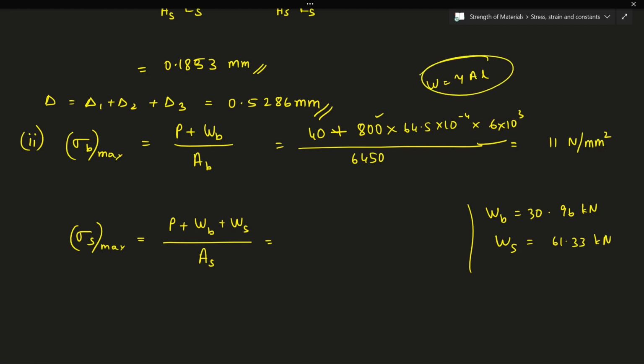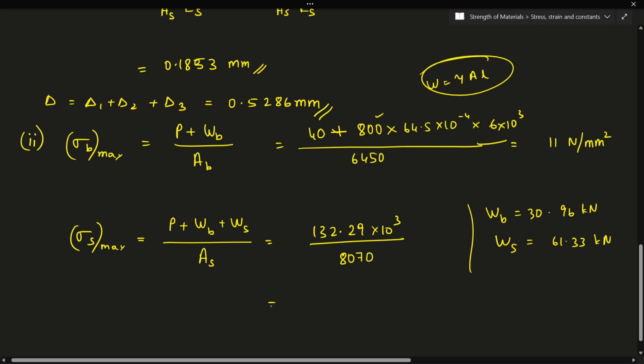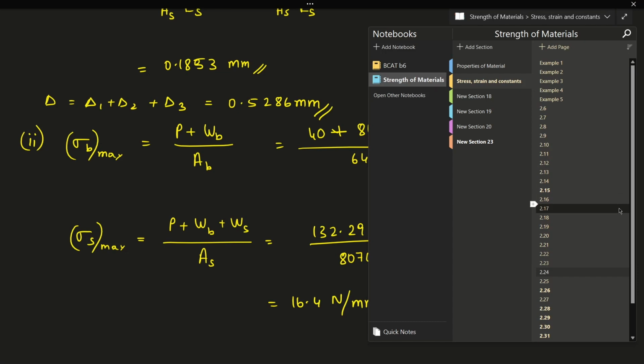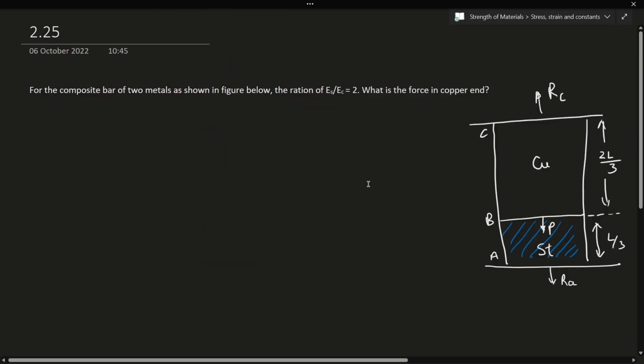Right, so applying this particular formula, the total load will be 132.92 into 10 to the power of 3 divided by 80.70 centimeter square. If I want to convert that into mm square, I'll be getting 8070. So upon simplification, I'll be getting 16.4 Newton per mm square as the maximum stress in the steel bar. Right, so let me move on to the next problem, the last problem in this video.